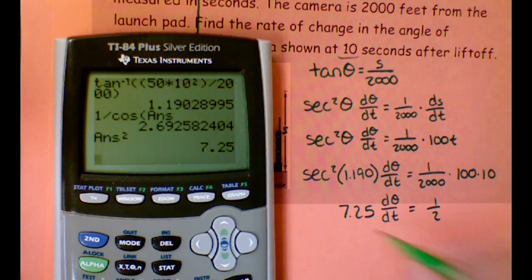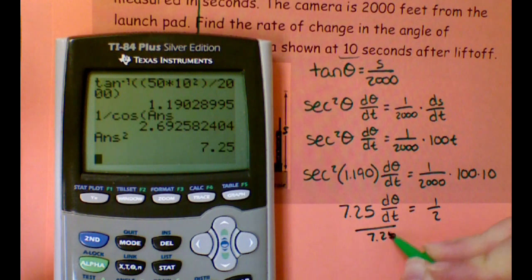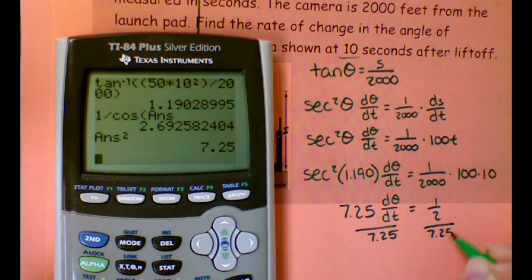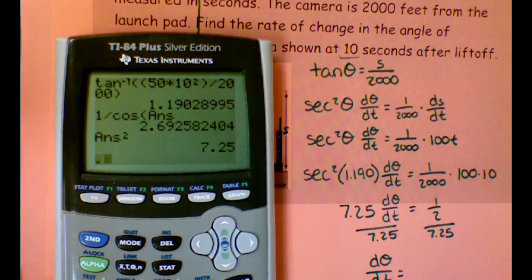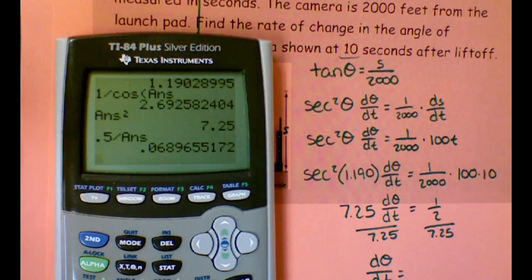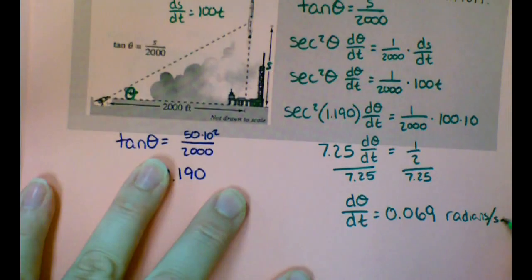So to solve, I divide by 7.25. I have 1/2 divided by 7.25. d theta/dt is equal to 0.0689, so 9 radians per, what's our time in seconds? Radians per second.